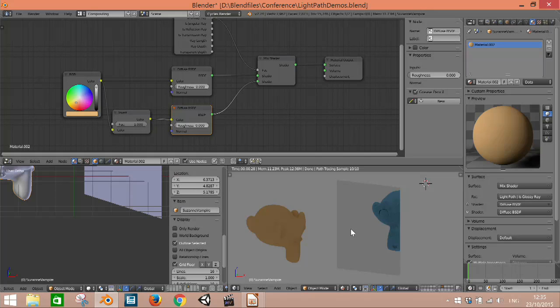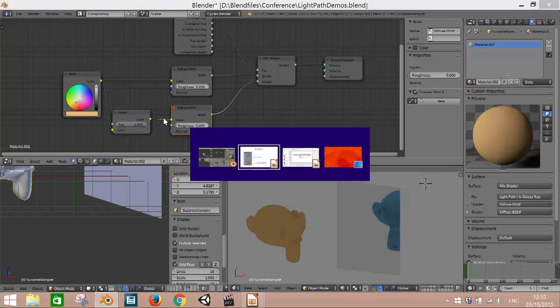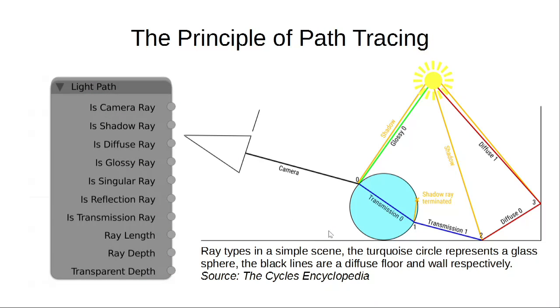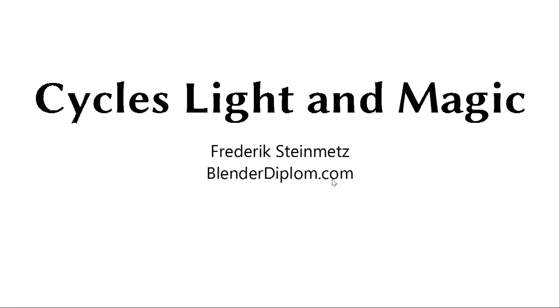Can you tell us where we can find more information on this? Because I think some of us need that. Yes, the light path node is very complex. That's why I didn't go into detail about all the options. But there is a very complete source which explains it in detail in whole, and it's called the Cycles Encyclopedia, which is the book that we wrote, Gottfried and I, and you can get it on our homepage, blenderdiplom.com.